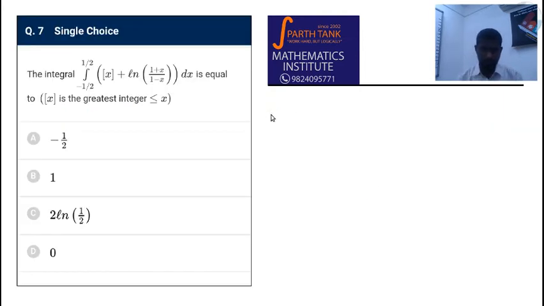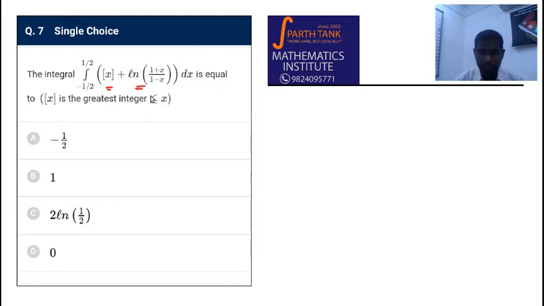Question number 7. Integral of minus 1 by 2 to 1 by 2, the greatest integer function and a log function. Now always the first thing to do when you have limits like this, minus a to plus a, is to see if there are any odd or even functions. Now this function is neither odd nor even, has to be evaluated.